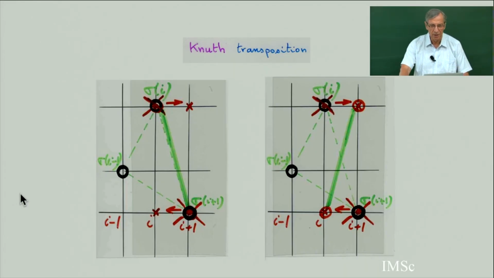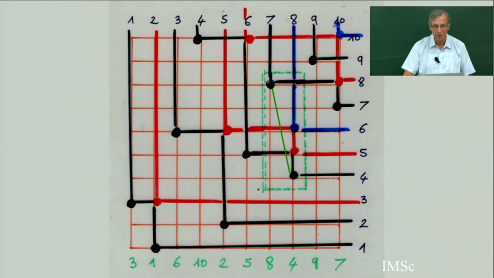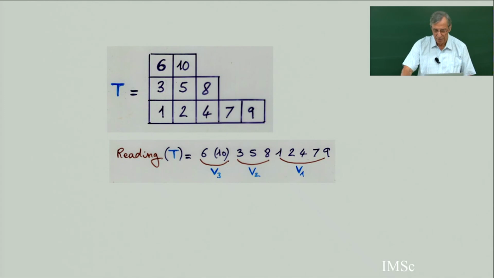So Knuth transposition, you transpose 2 consecutive elements as soon as there is an element on the left or on the right, which is between the 2 elements, like this. You make the Knuth transposition, and we show that the P tableau was invariant, the Q tableau only 2 symbols were changing. Important notion was the reading word of a tableau. You read the tableau from top to bottom and the row from left to right. So the reading word of this is 6, 10, then 3, 5, 8, then 1, 2, 4, 7, and 9.